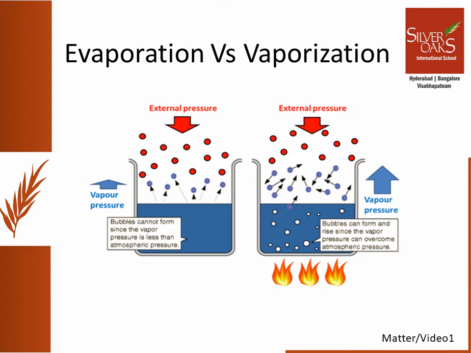We can define this boiling point as the temperature at which the vapor pressure of the liquid equalizes with the external pressure. External pressure is mostly the atmospheric pressure which is exerted on the surface of the liquid. Again, the process happens at normal atmospheric pressure.